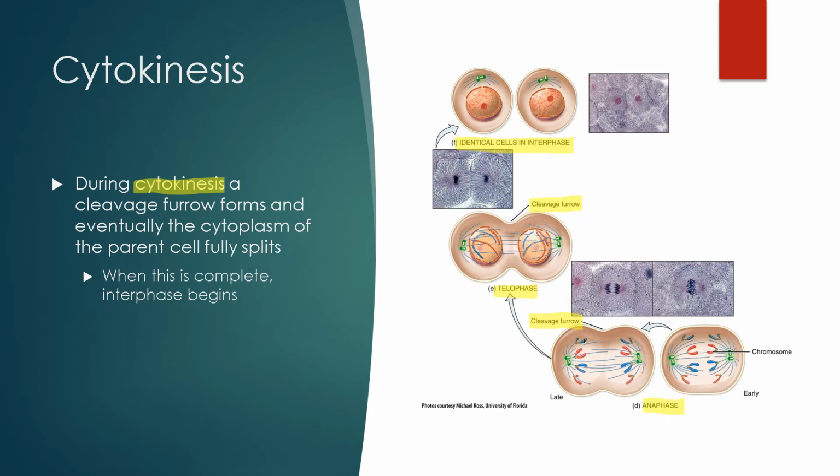So we can summarize this process like this. We have the G1 phase. G1 goes into S phase. S phase goes into the G2 phase. G2 phase goes into mitosis. And mitosis goes into cytokinesis. But again, some of cytokinesis occurs during mitosis as well.